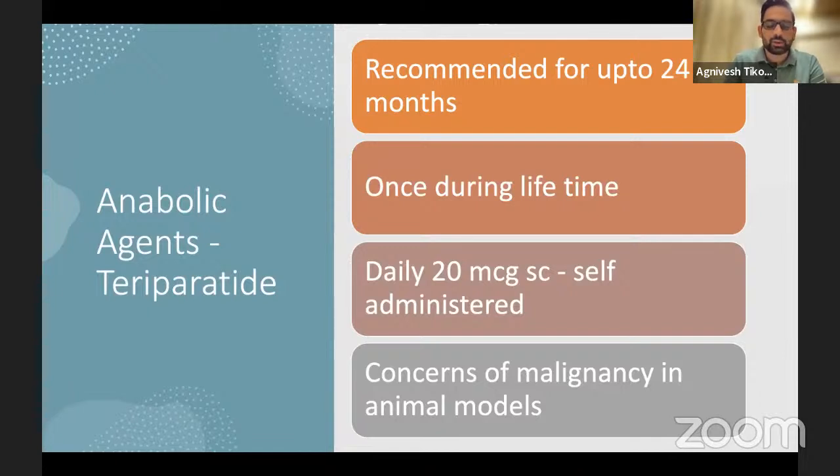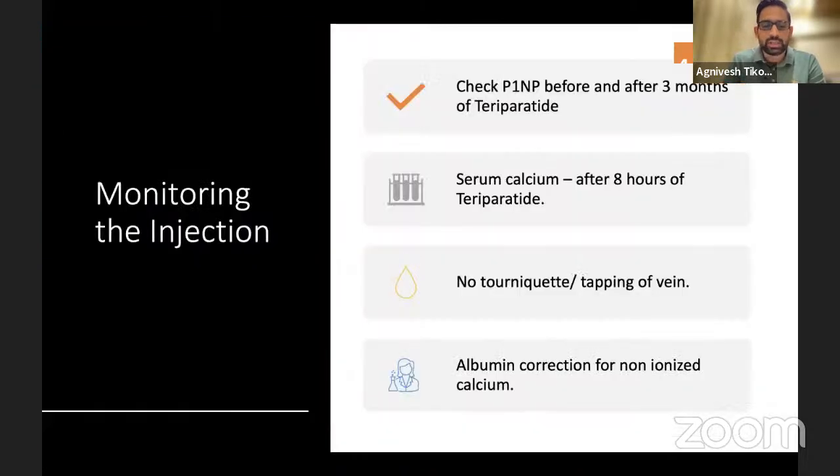There were some concerns of malignancy in animal models, but they were growing rats with open epiphysis. There was incidence of osteosarcoma, but it has not translated into clinical practice in adults, because we use it in adults who are elderly. We don't use it in patients who have open epiphysis. So that has not been seen clinically. You can monitor it using P1NP.